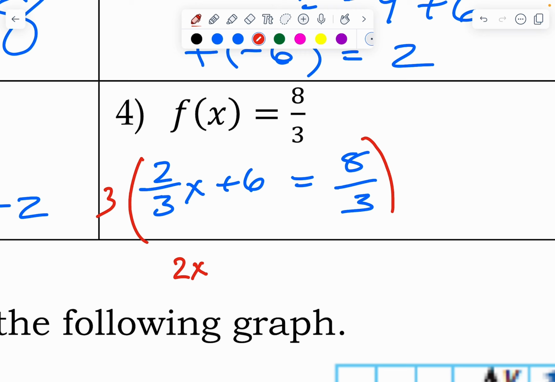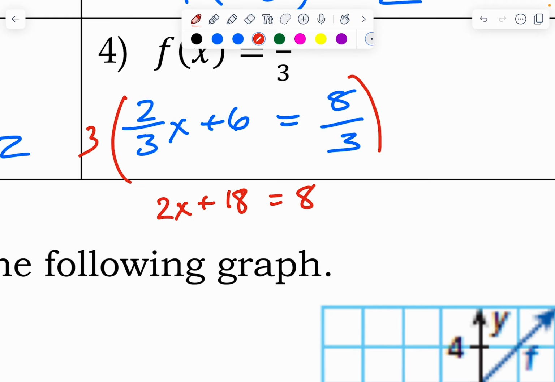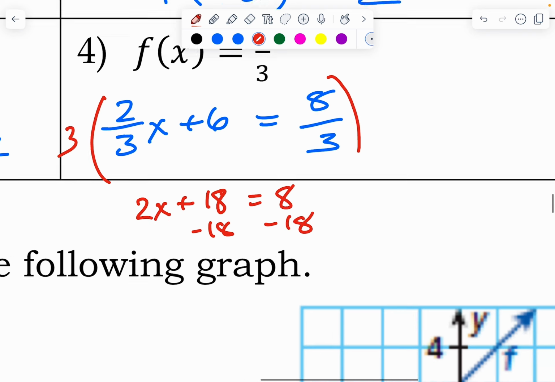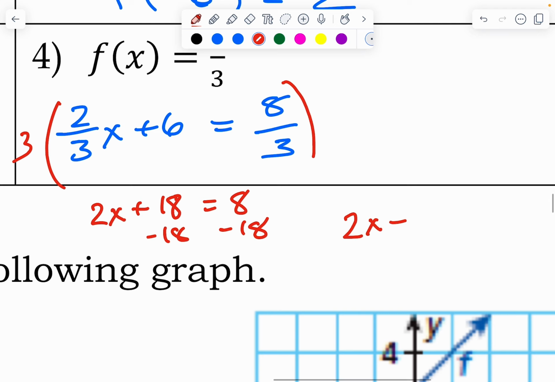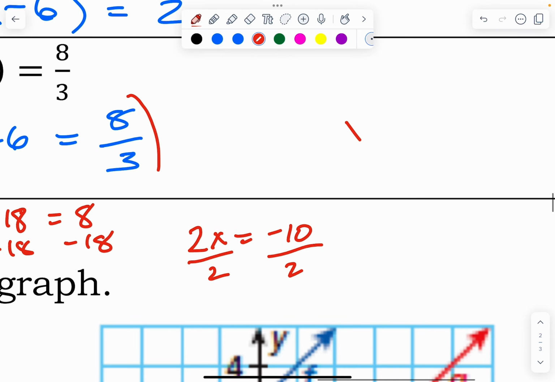And then 3 times 6 is 18. 3 times 8/3 is equal to 8. Okay, so now I'm going to subtract 18. Is this the only way to solve that problem? No. Did I think it was a little easier and I wanted to do it this way? Yes. So 2x is equal to -10. Now I need to divide both sides by 2. -10 divided by 2 gives x equals -5.